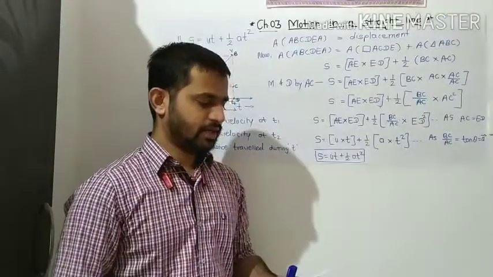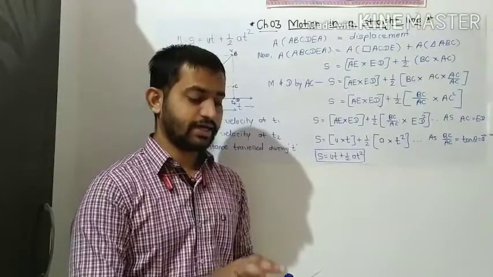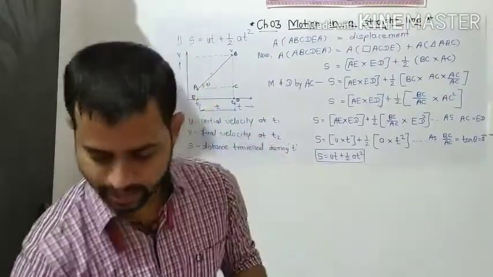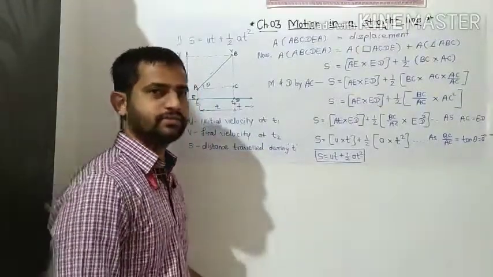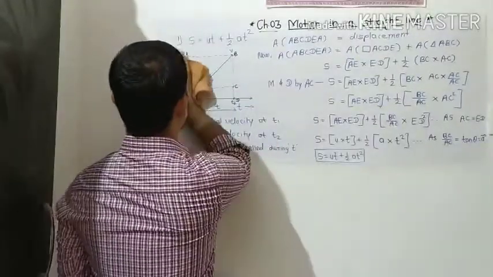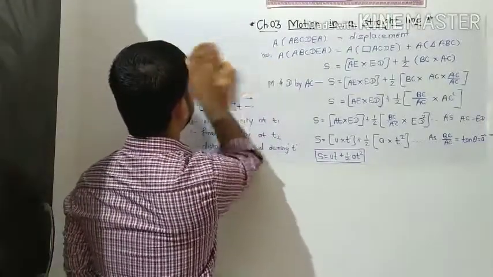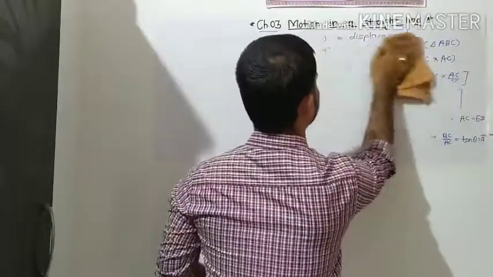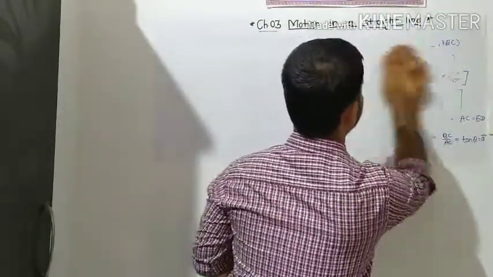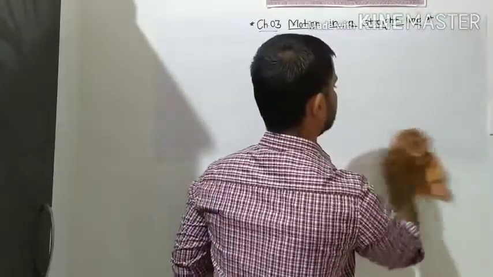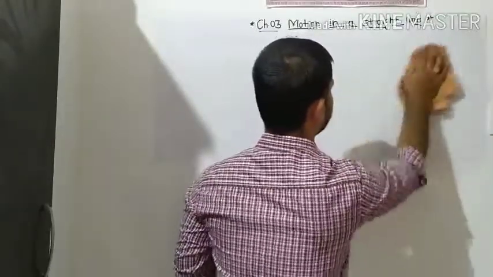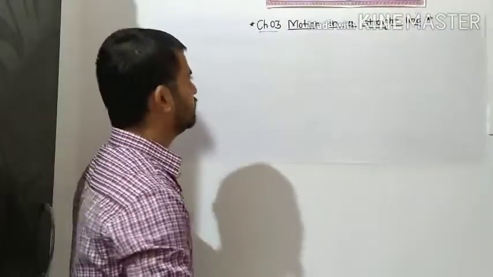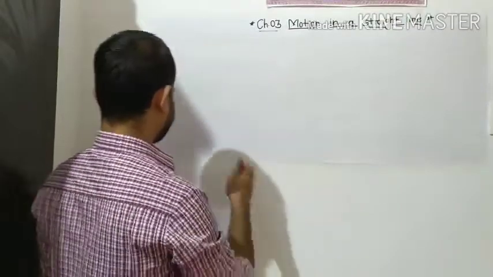So the example is given as: calculate the distance and displacement of the particle in the time period 0 to 10 seconds. One diagram is given, and in that we have to find out the distance and the displacement of a particle. So I will show you the diagram, how the diagram is given, and on that basis we have to find out the distance and the displacement.